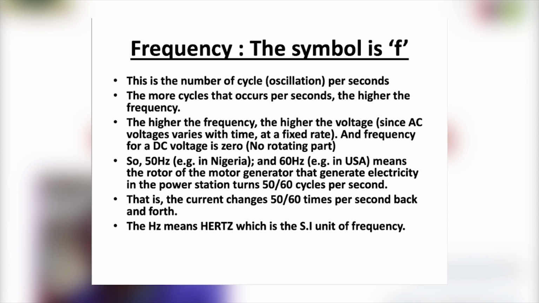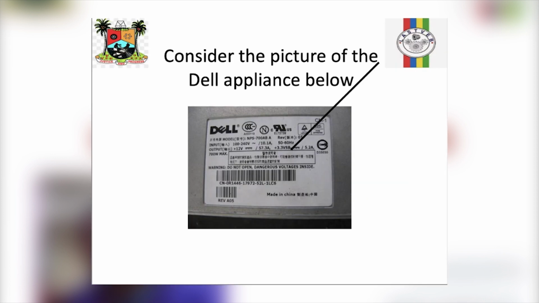It can actually be 50 Hertz in the case of Nigeria and 60 Hertz in some other country like United States of America. From the appliance shown here, this is a Dell appliance. You can see the arrow is pointing to 50 to 60 Hz. The Hz there is representing Hertz. Hertz is the SI unit for measuring frequency, and is either 50 or 60 like I have told you.